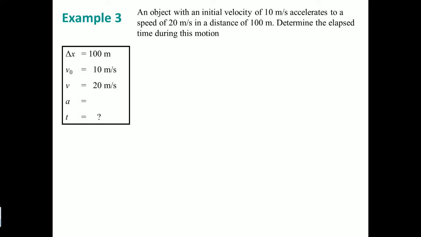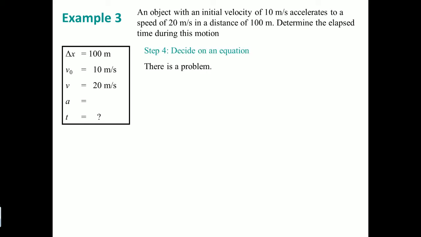Next, example 3. An object with an initial velocity of 10 meters per second accelerates to a speed of 200 meters per second in the distance of 100 meters. Determine the time during this motion. So set up your equation, set up your picture, write your unknowns. This is what I have here. Now you want to decide on the equation after you list all your variables.